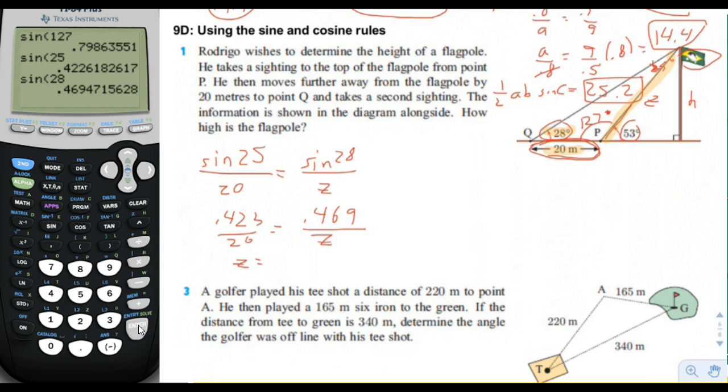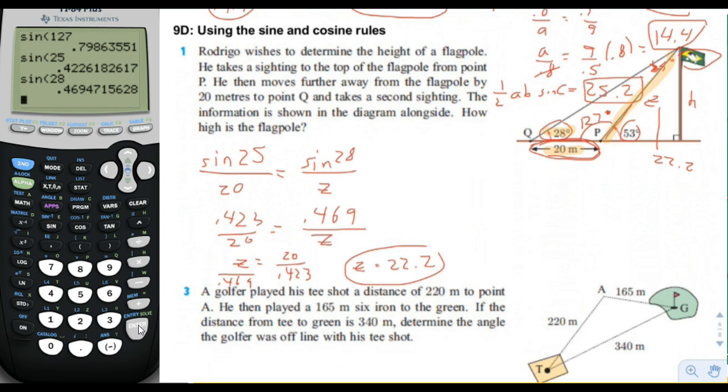So z would be, we could flip this over, and we could say z over 0.469 is equal to 20 over 0.423. And so z is equal to 20 divided by 0.423 times 0.469. And that gives us 22.2. So z is equal to 22.2, and so this hypotenuse here is equal to 22.2.